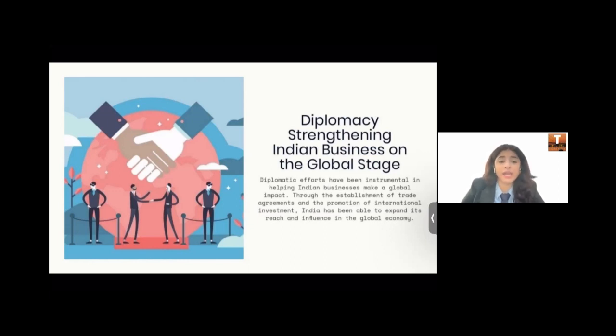Third would be advocacy and representation. Diplomats act as advocates for Indian businesses by representing their interests and addressing issues they face in foreign markets. They engage with the host governments, international organizations, and trade bodies to address trade disputes, regulatory challenges, intellectual property rights protection, and market access barriers. So diplomats provide a voice for Indian businesses, ensuring their concerns are heard and resolved through diplomatic channels.